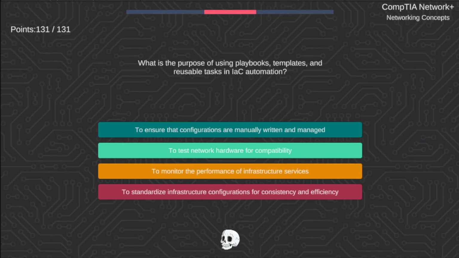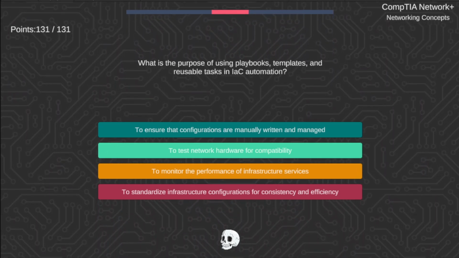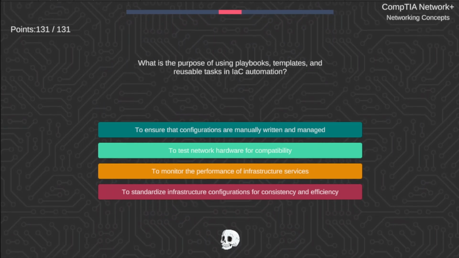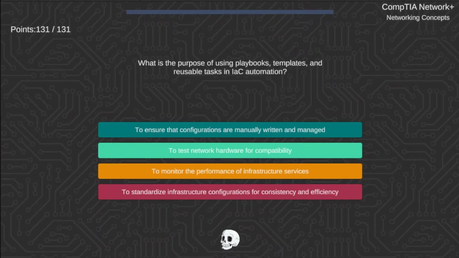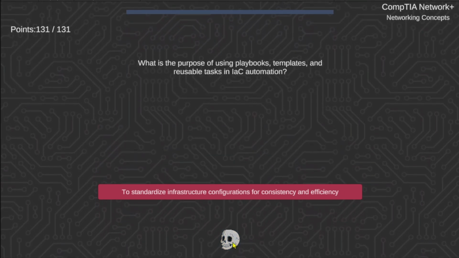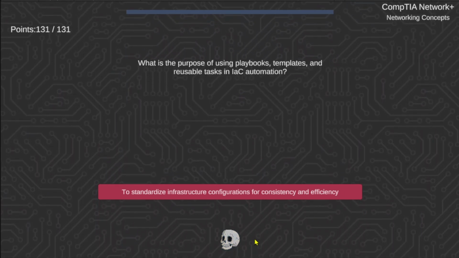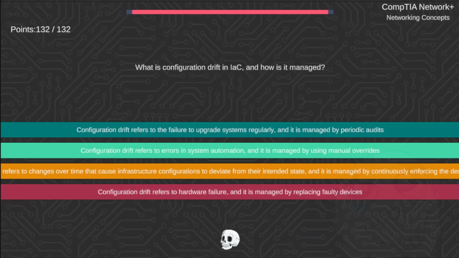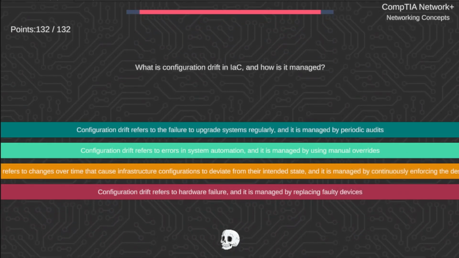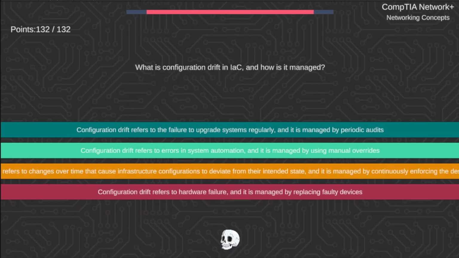The purpose of using playbooks, templates, and reusable tasks in IAC, Infrastructure as Code, automation. Correct answer is to standardize infrastructure configurations for consistency and efficiency. What is configuration drift in IAC and how is it managed?